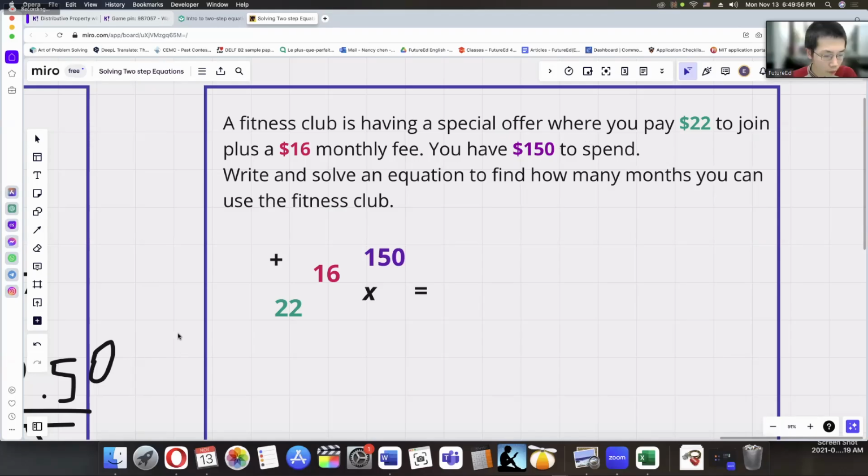Jager, I don't think I've had you do anything today, so I'll ask you to read this word problem. Can you do so, please?